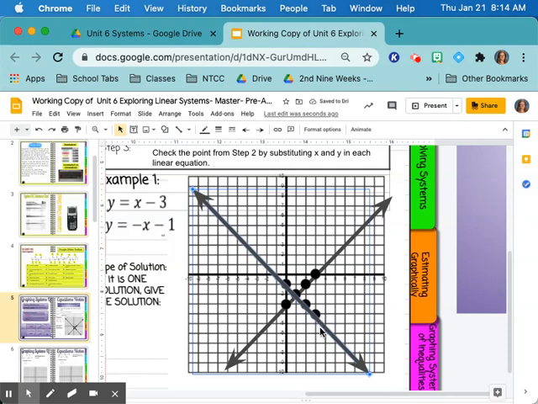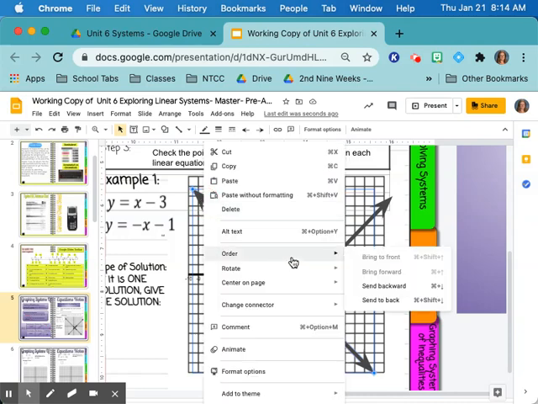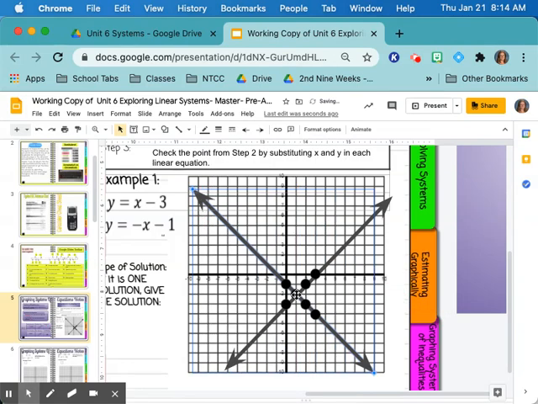Okay. So do you see where they intersect? Okay, let's make that point. Well, now that I have put it over the top, I can send it back. Options, order, send it back. That way I can grab that point. And I'm going to make that point red. That's my point of intersection.